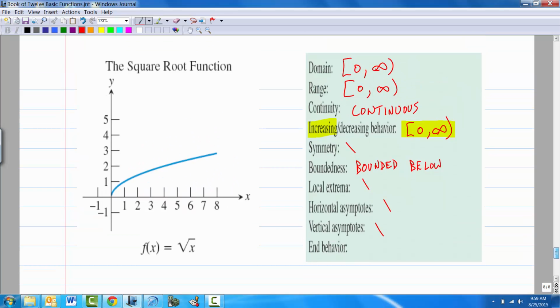Now, I had to get on some of you guys. How do I get the square root function? Can I plug in negatives? Yes or no? No. Can I plug in 0? What is the square root of 0? What's the square root of 1? 1 comma 1.